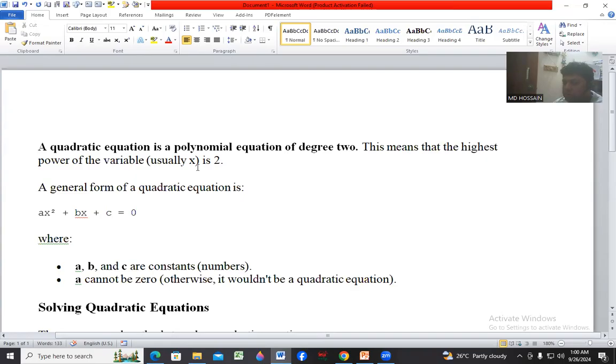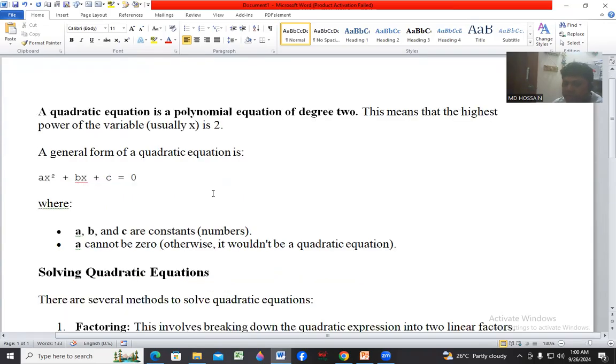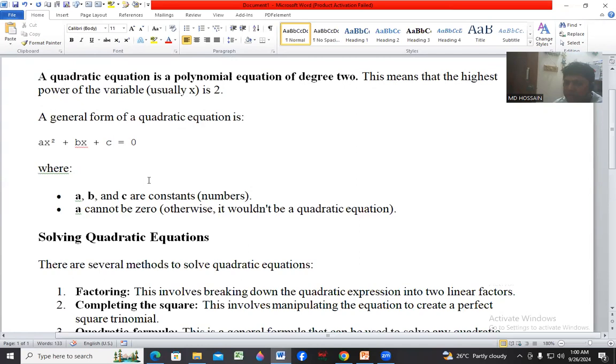So take note, in case of quadratic equation, the power of x will be maximum 2. So this is defined as quadratic equation. A general form of a quadratic equation is ax square plus bx plus c equal to 0, where a, b, c are constants. A cannot be 0. If this condition are satisfied for the equation ax square plus bx plus c equal to 0, then this equation is known as quadratic equation.